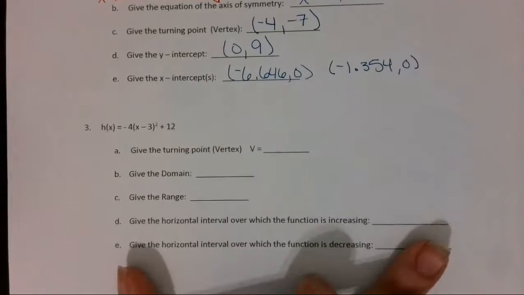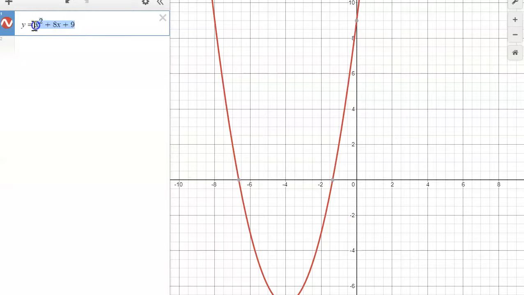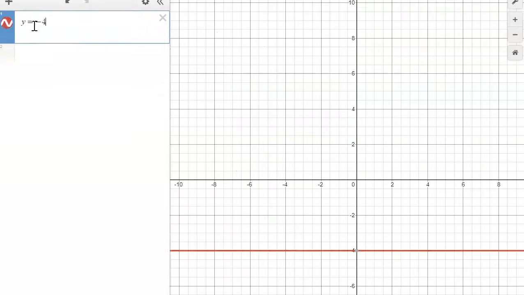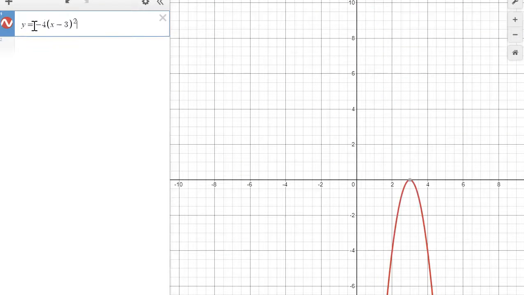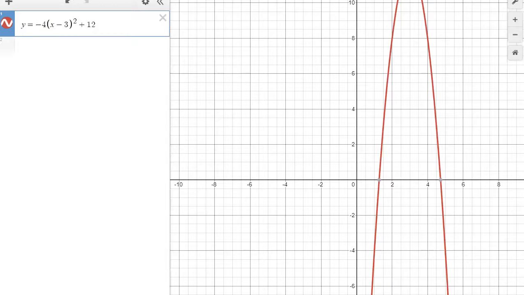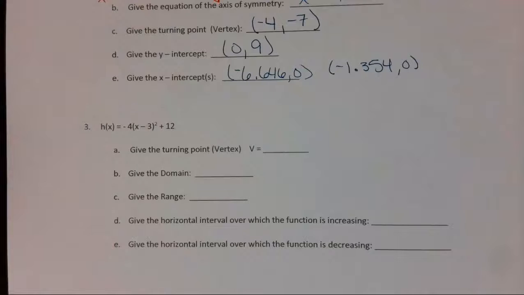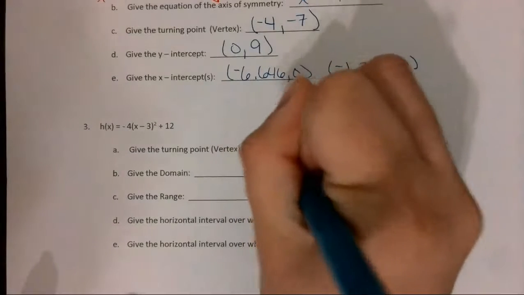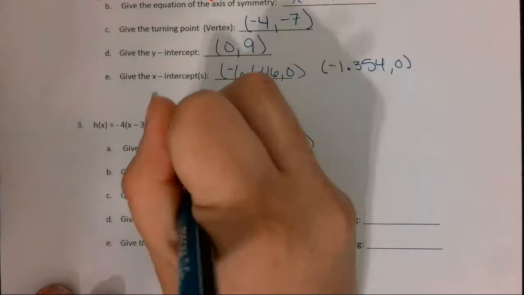This one wants me to give the turning point or my vertex, so I'm going to go graph that on Desmos. Okay, so I want to go see where my vertex is. This one is at 3, 12, so let's go back to my paper. It wants my domain. Because it is a quadratic equation, my domain is always all real numbers.